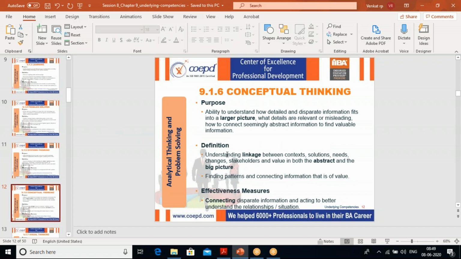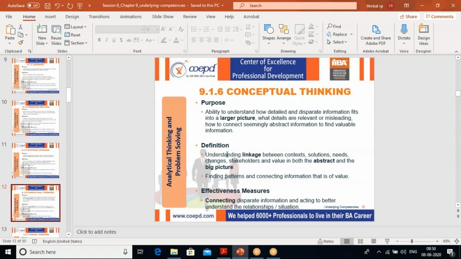Conceptual thinking is that we need to understand the big picture, the larger picture. Suppose you're working on a small area, you should have an idea and understanding of how this small area impacts the entire big picture. Conceptual thinking means understanding completely as a whole how it actually happens. So this small part of information, how is it actually connected to the entire big picture.